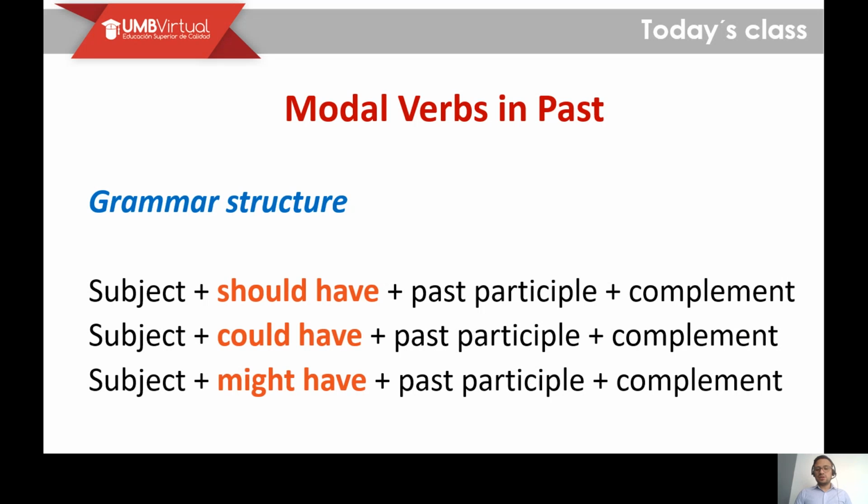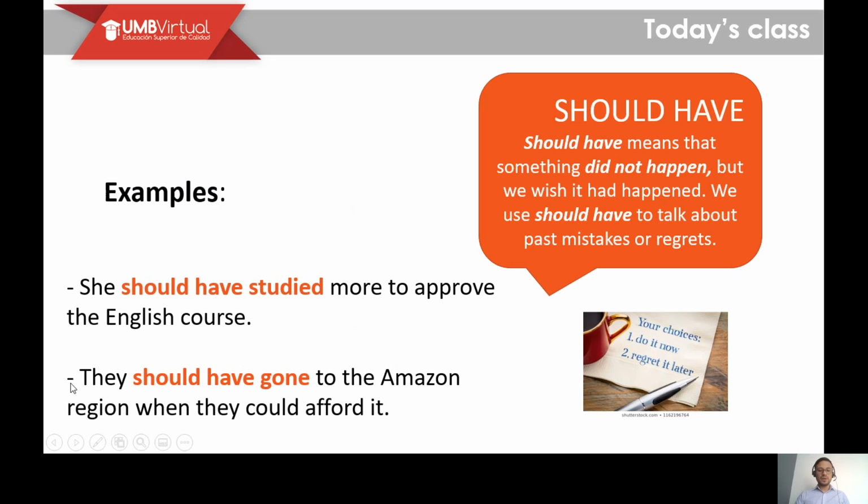So the basic structure is subject plus should have plus the past participle and complement. Let's see how it looks. She should have studied more to approve the English course. That is specific what we are having. Or they should have gone to the Amazon region when they could afford it.